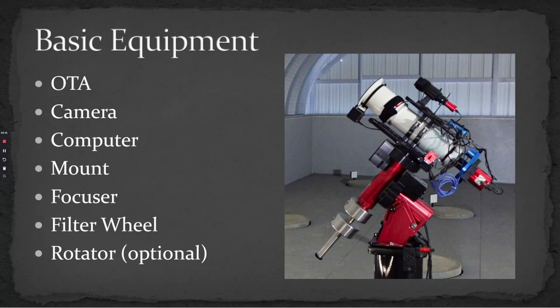The basic equipment is pretty much the same. You have the optical tube assembly, camera, computer, a mount, a focuser, filter wheel, a rotator, flip flat, all the usual kind of accessories that you might use for astro imaging. And I want to just talk a little bit about each one of those, because some of them do have a little bit different requirements.